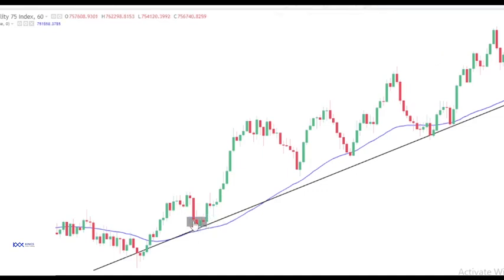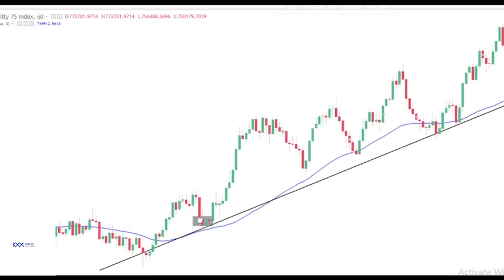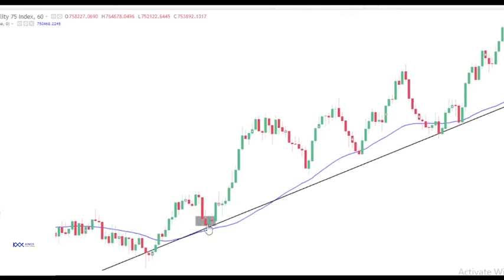You can see here we have our trend line. The price is at the trend line. Also the price is making a W pattern, which is a buying signal, and also we have our indicator aligned at that point. So you can see that this position is a good entry, a good trade for us to take.